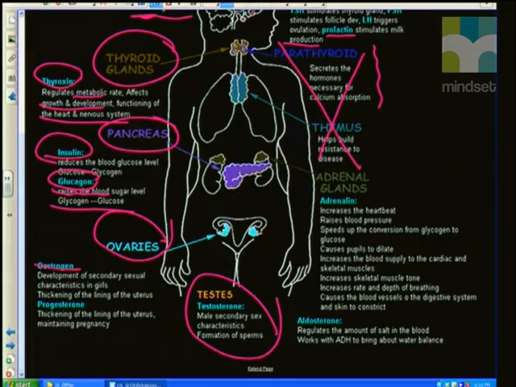On the other side, we have the adrenal gland. Notice it's labeled on the other side. It's not on the other side. It's above each kidney. We find the adrenal glands. The adrenal glands secrete adrenaline and aldosterone.